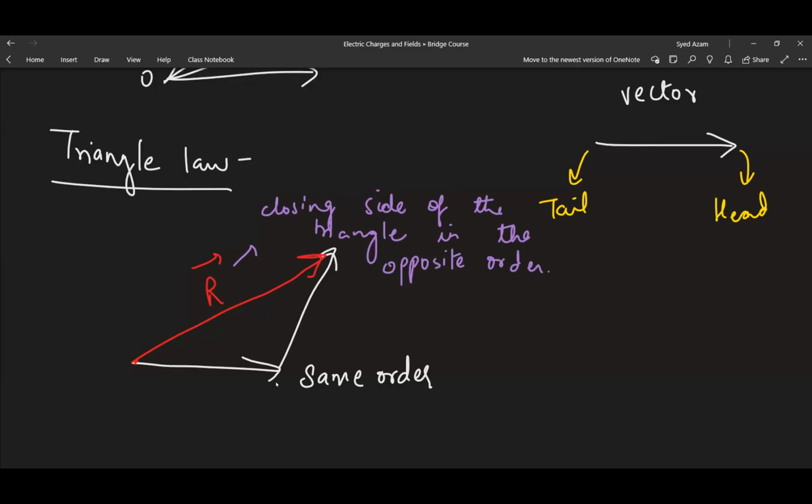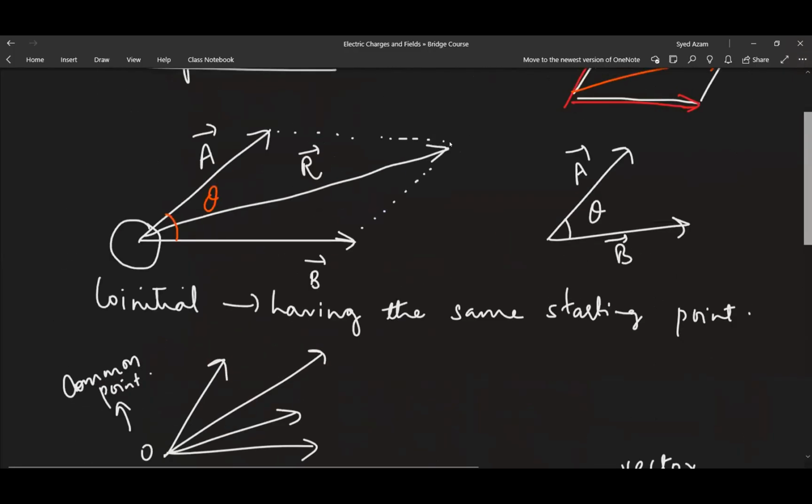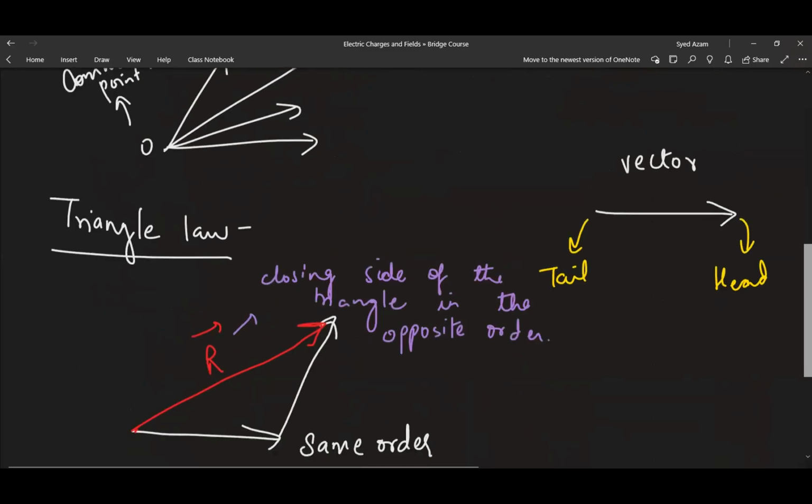Look, these were in the same order. This is in the opposite order, where the head was present. Now head and head are coinciding, while head and tail have to be present. So this is the triangle law. So you should identify: if two vectors are looking like this, that means you can apply the triangle law. If two vectors are looking like this, you can apply the parallelogram law.